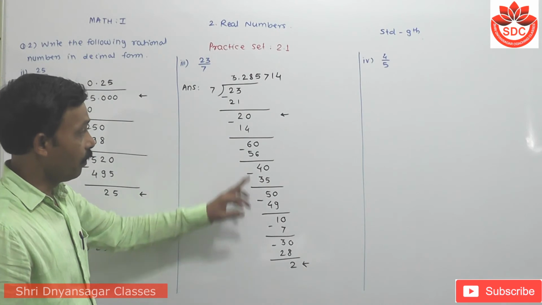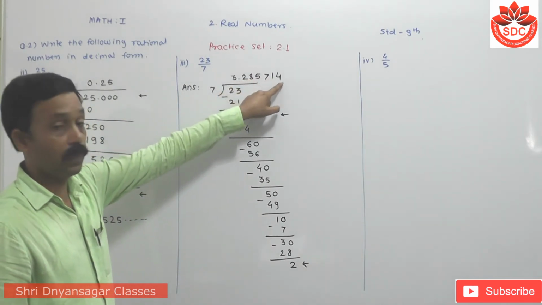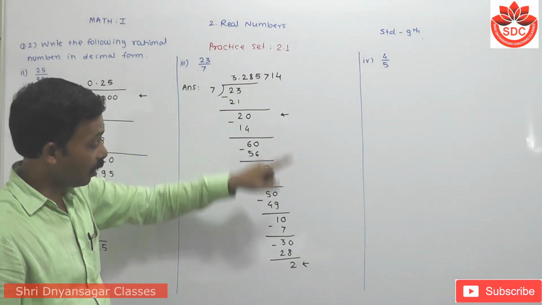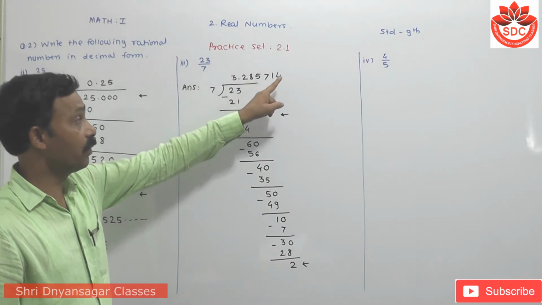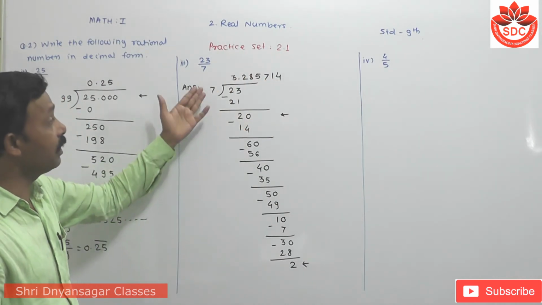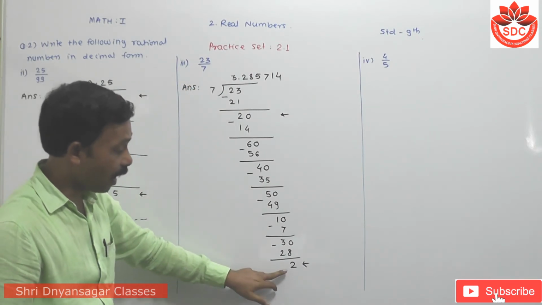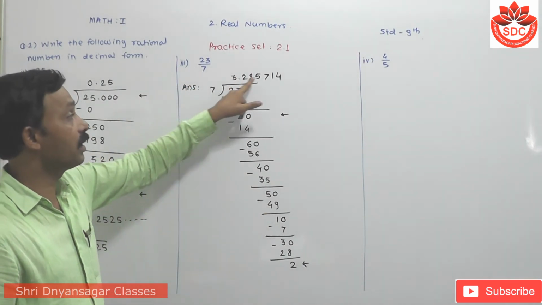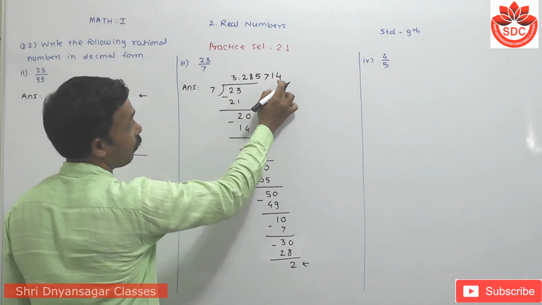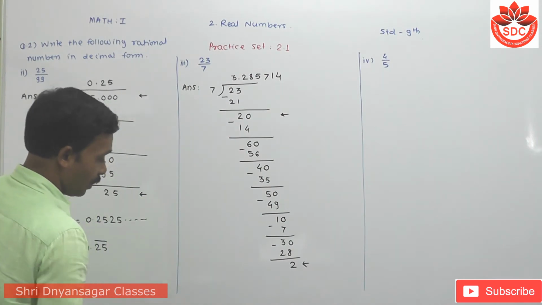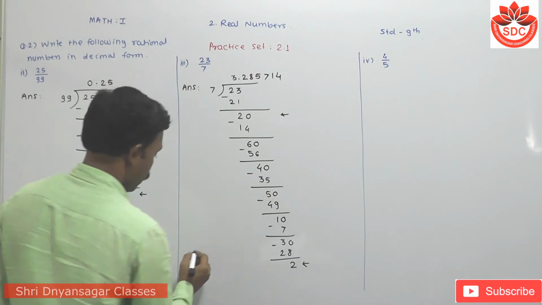This means that when we again divide it, it becomes 2 8 5 7 1 4. Again and again the remainder is 2. Then 2 8 5 7 1 4. This means when we divide 23 by 7, the remainder is always 2 here. So this is the recurring number. The answer is 3.285714 bar. This is the answer of this question here. So I have to write this answer here.